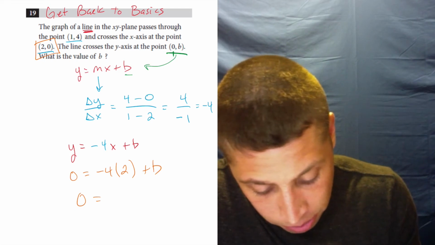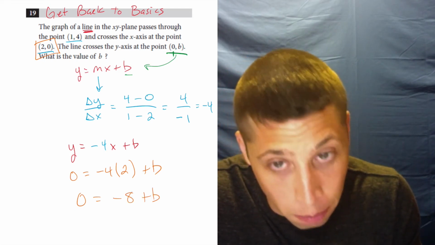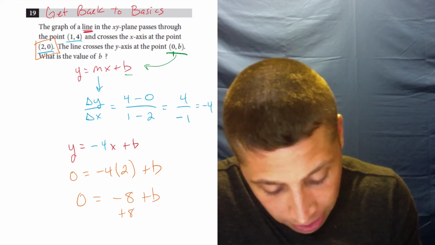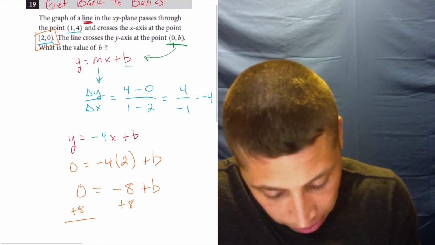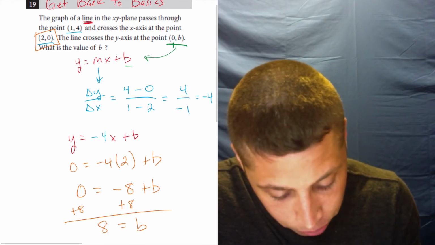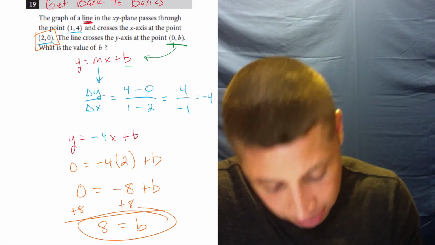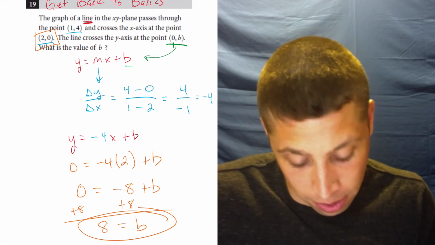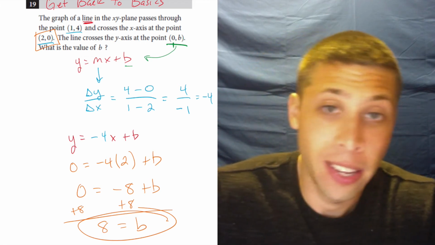So that 0 is equal to negative 8 plus b. Add 8 to both sides, and there we go. 8 is equal to b, and that is the value of that point. So there we go. That's it.